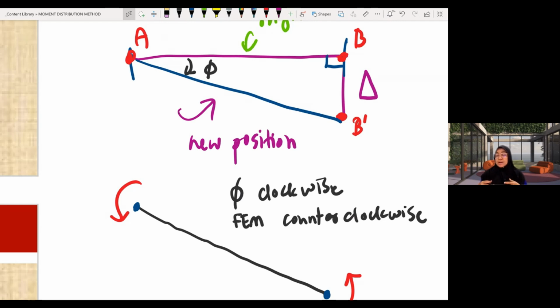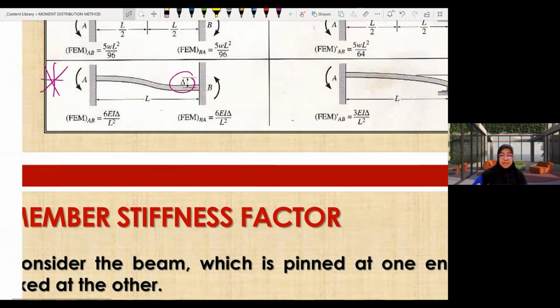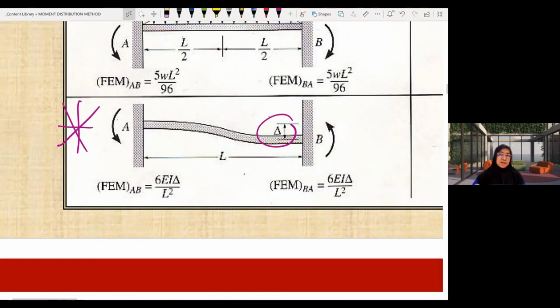Push back in the opposite direction. So the FEM is counter clockwise for both A and B. So that is the fixed end moment, the fixed end moment. So this is actually representing this behavior.